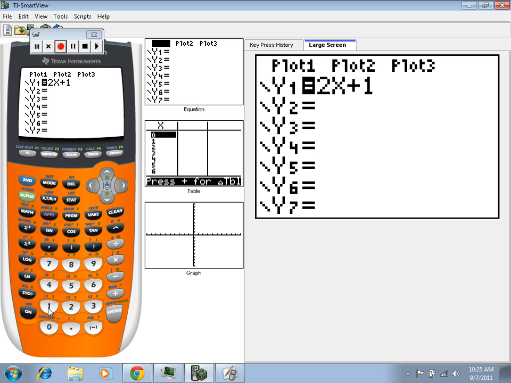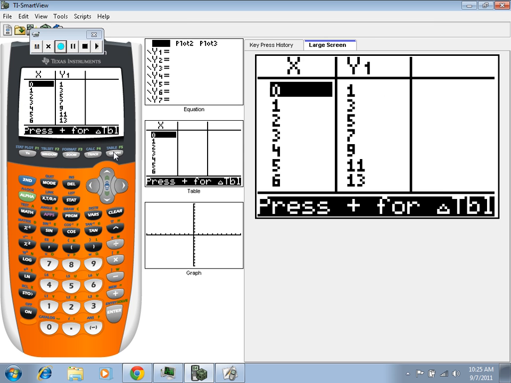Here's what I mean by it's predictable. Go to your table. Go second, graph. Everybody's looking at the table. So in 2-1 we taught you x is input, y is output. 0 becomes a 1. When x is 1, y is a 3. When x is a 2. So if you're going to guess what x is 7, what's y going to be?